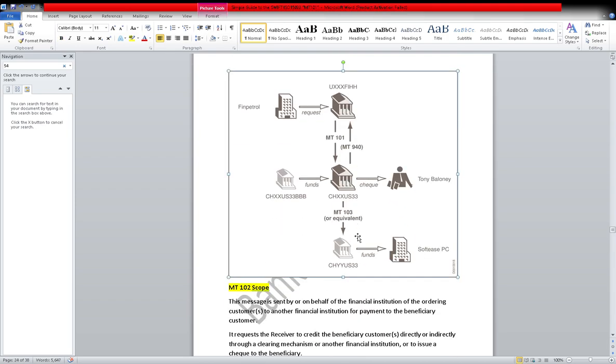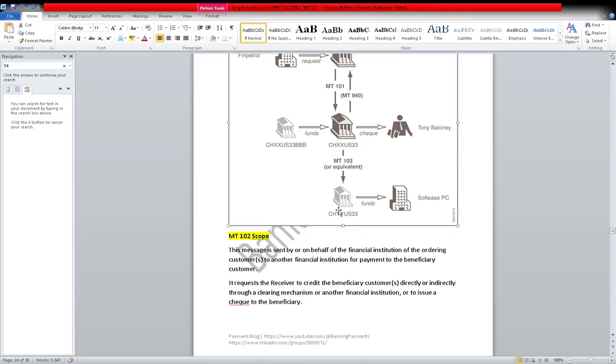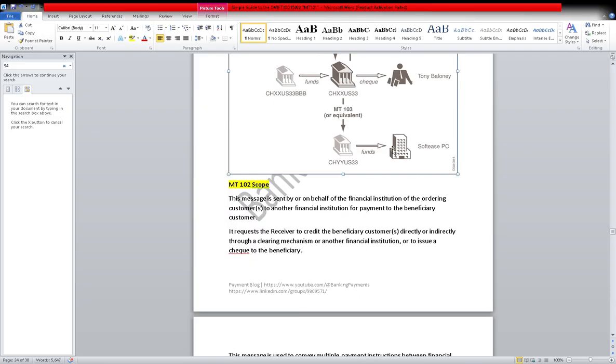Sometimes they have written it very complicated, because Swift does not know whether you are a beginner or middle level. They write the PDFs and documents as if everybody should know everything, but for beginner level this language is very hard to understand. Okay, being honest with you, that's why I am going to explain MT102 and MT103 in very simple language tomorrow.